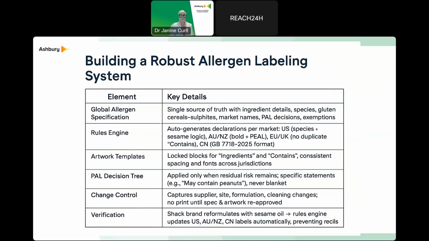Change control processes must catch substitutions triggered by a supplier, site, formulation, or other changes, and need to be built into your system. Finally, verification through targeted ELISA testing, periodic capability checks, and barcode-linked specs on production lines ensure compliance and integrity before removing a precautionary statement.